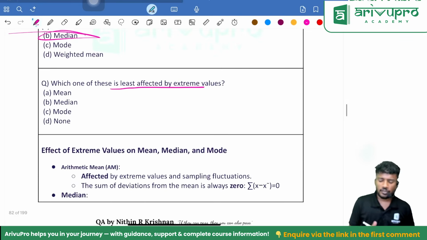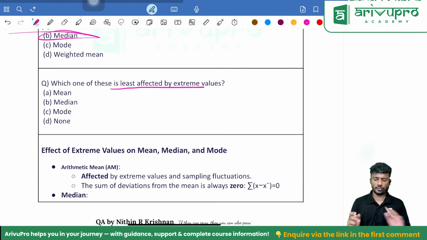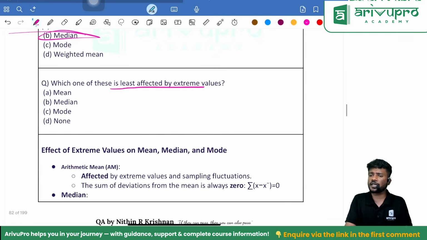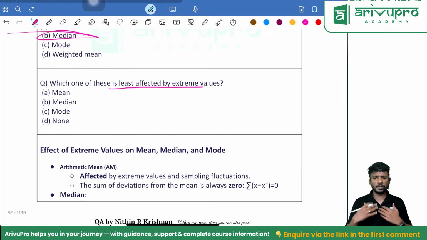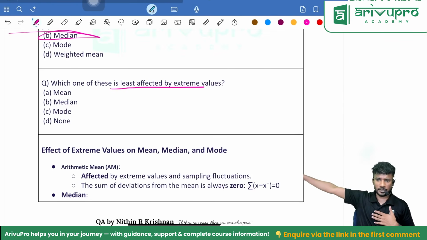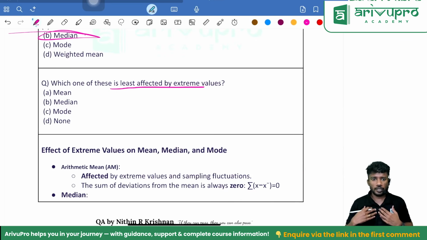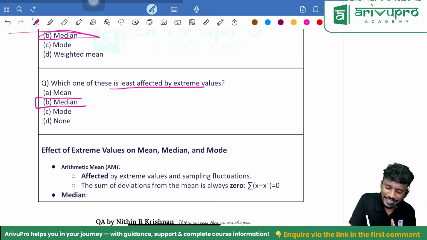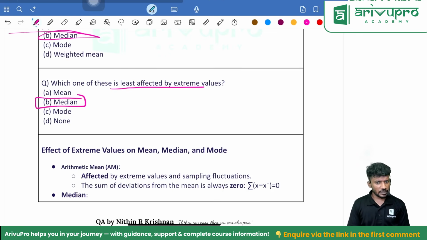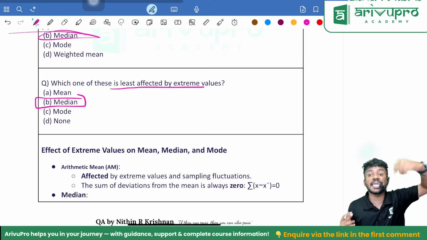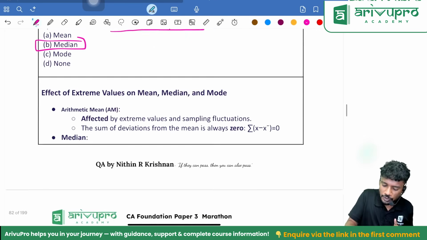Yes. Then, which is least affected by extreme values? Median is the middle value. For example, I am the middle value. If something happens in the other class and something happened in some other class, will it affect me? No. Middle value, median is not going to get affected by extreme values. Is mean affected? Yes, mean will be affected. That means when we are finding sigma x by n, the value will change. Similarly, mode may or may not be affected.